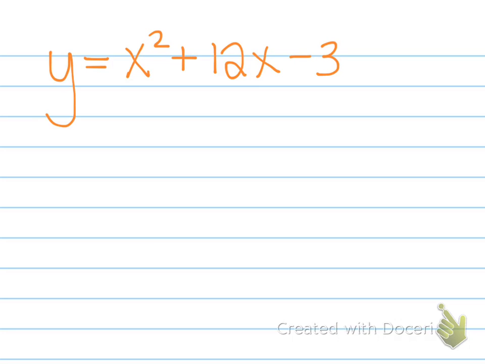All right, this next one you try on your own. Copy it down, so I have x squared plus, let's do 12x minus 3. So copy this down, complete the square, and hit pause while you work, and then unpause it, and I'll have the problem done for you.